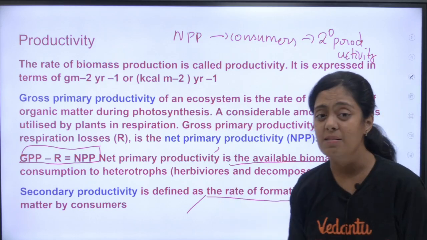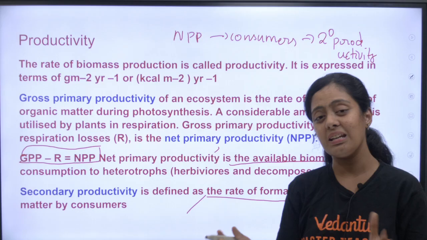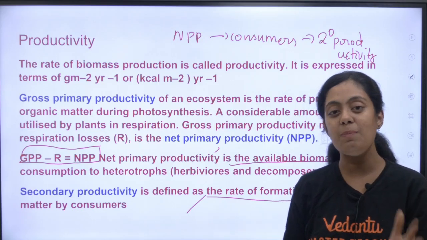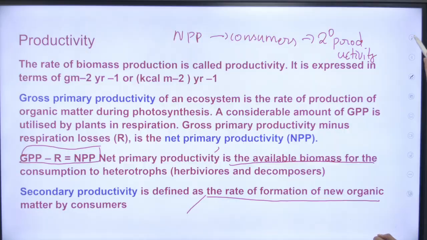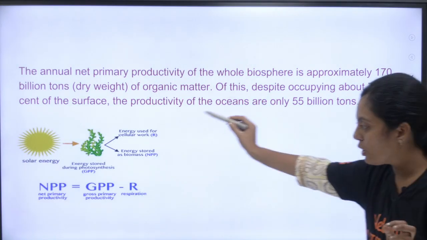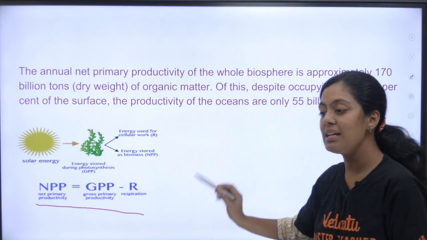This is quite important. Okay, so productivity has two types, primary and secondary. Primary has two types, NPP and GPP. Okay, then you have your secondary productivity. Yes, now this is what you have to understand. Okay, NPP is equal to GPP minus R.